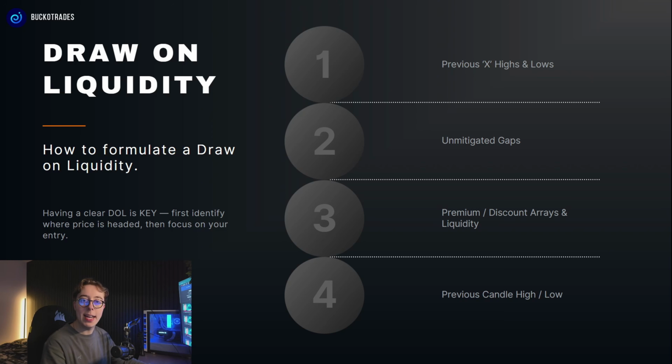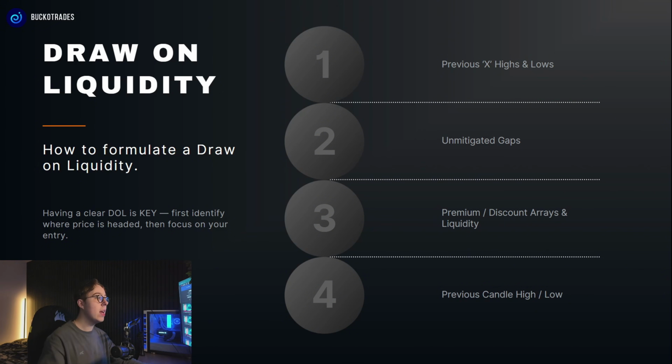Number 2 is unmitigated gaps. So what this means is a gap that has formed within price and that we haven't traded back into yet, okay? So essentially just a wide open gap. Price has not traded back into it yet because we know that usually price does trade towards the gaps. It rebalances the range and then trades higher from there. So we can take the trade away from the gap, but we can also take a trade towards the gap in anticipation that it will get filled, okay?